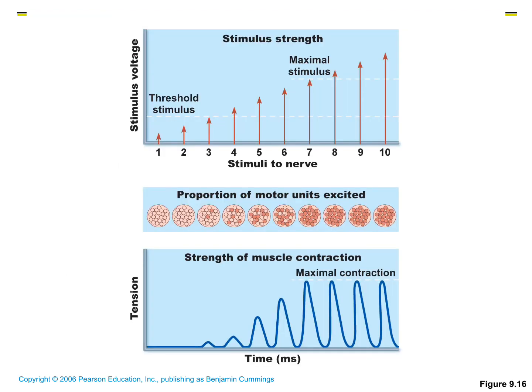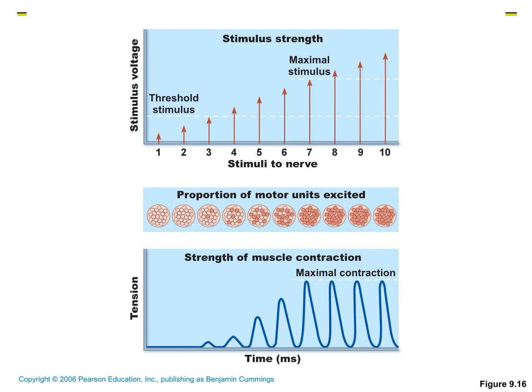Now, we said in addition to increasing frequency, we can increase the stimulus. So as you look on this first top picture, 1 going all the way through 10, you can see the stimulus increases and increases. It gets to a point of maximal stimulus. When you look at number 7, it hits the maximal stimulus. So even if we go above that, you've already hit the maximum number of motor units that you can activate and muscle fibers that you can contract.